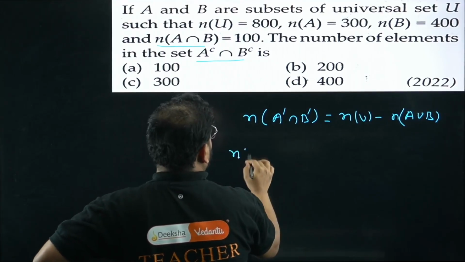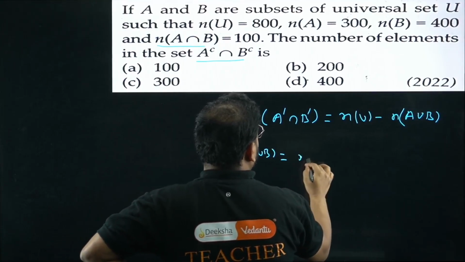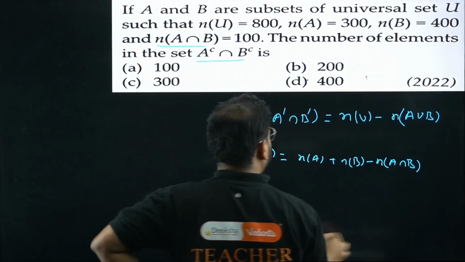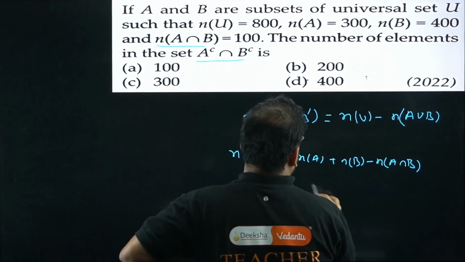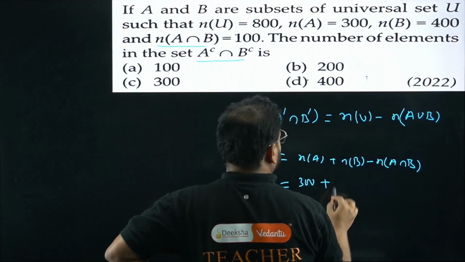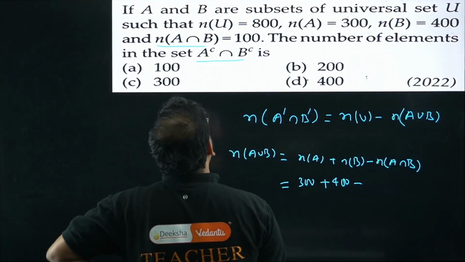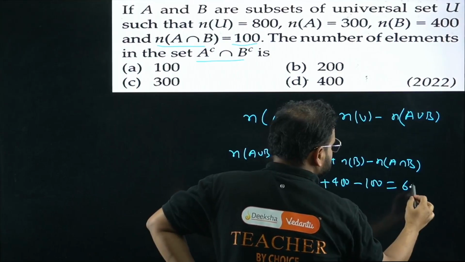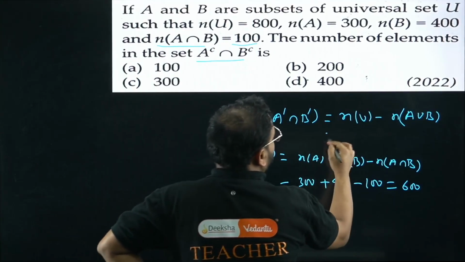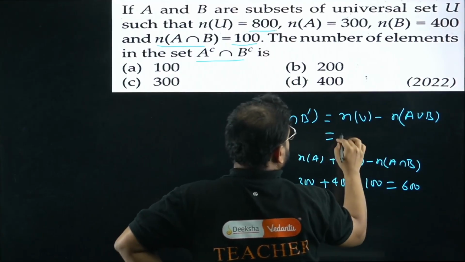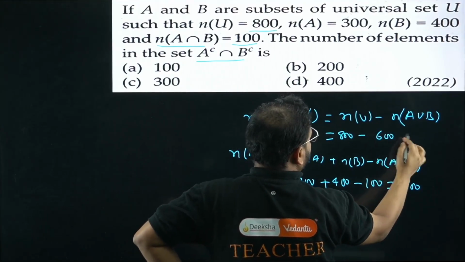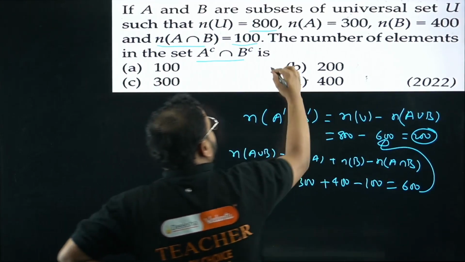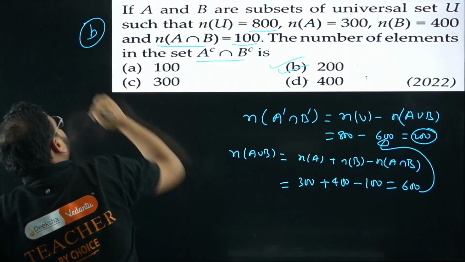You will have n(A union B) equals n(A) plus n(B) minus n(A intersection B). n(A) is 300, n(B) is 400, and this is going to be 100. So I'm getting over here 600. Now if you put it back over here, n(U) is given as 800, so 800 minus 600, the answer will be 200. Option B is correct. Please check, it's a good question.